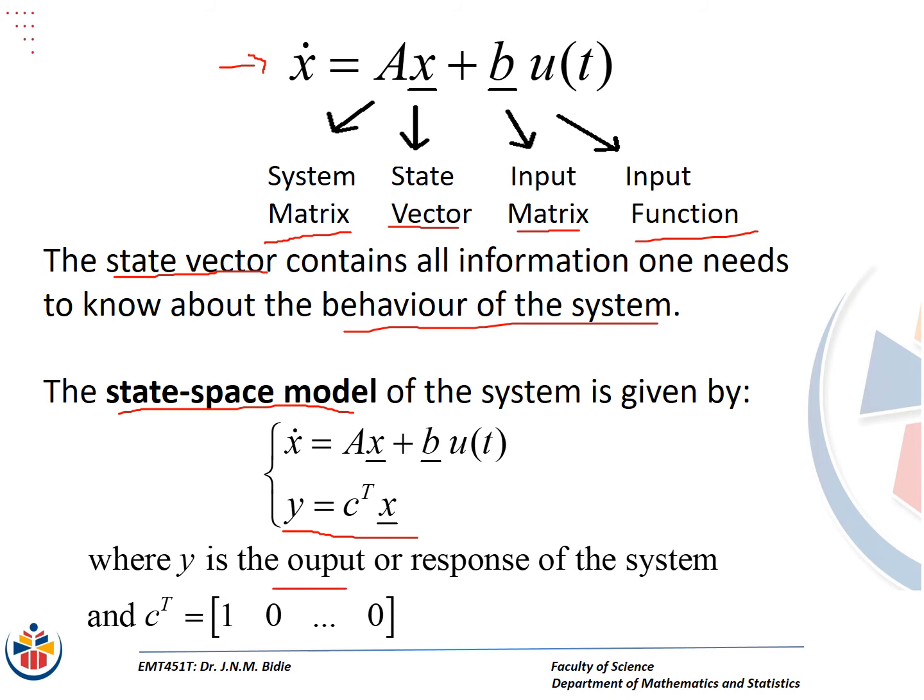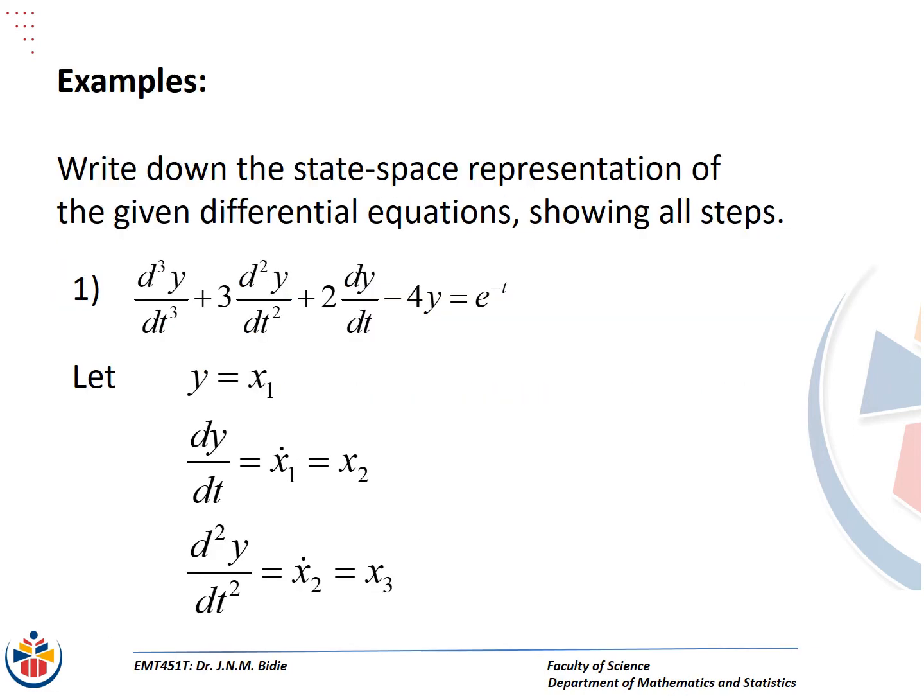So if you are asked to write the state space model of the system, it must have the state equation as well as the response equation of the system. They must be there, both of them. So let's do some examples to see how we do this. Here are some examples. Note that we've been asked to find the state space representation. So it means you must have the state equation and the output equation. You must have both of them.